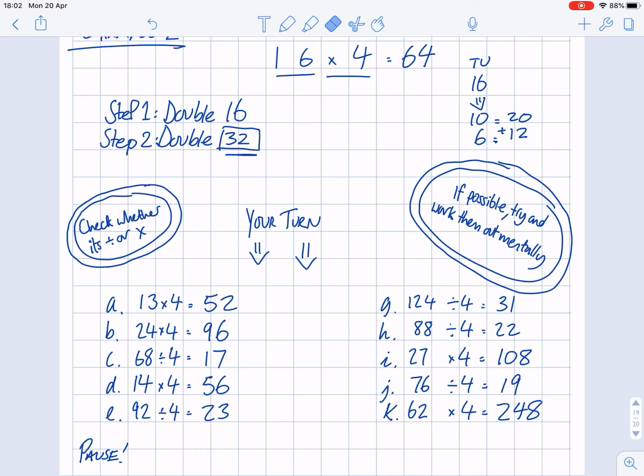So it's really simple. I hope you agree with me there to multiply and divide by 4 because we're just doubling or halving twice.